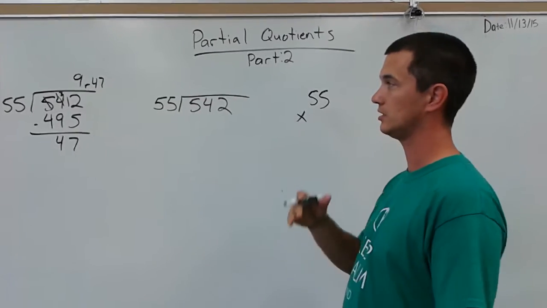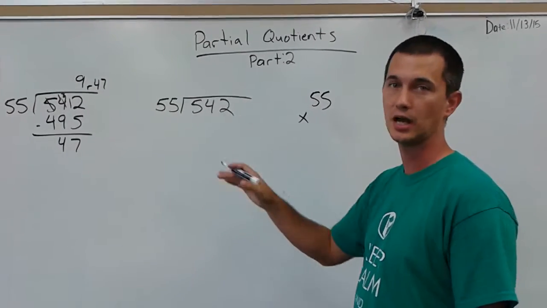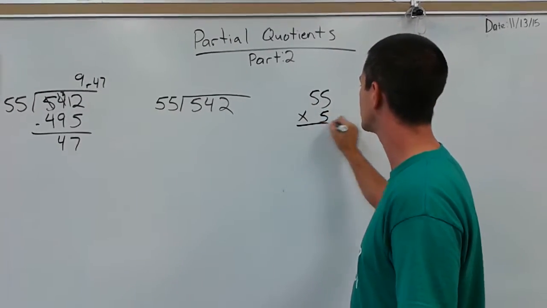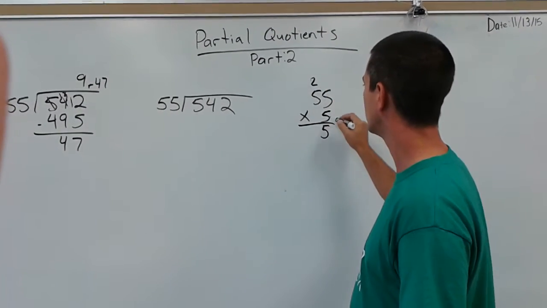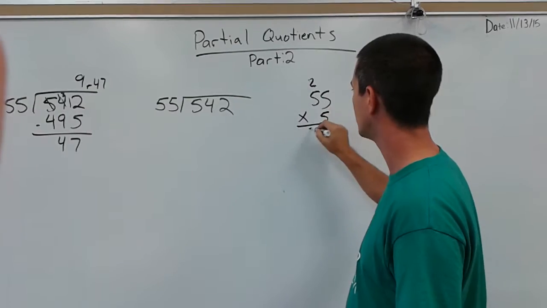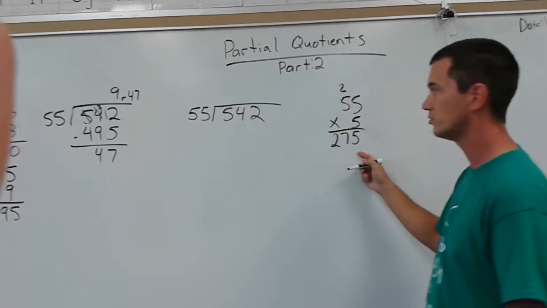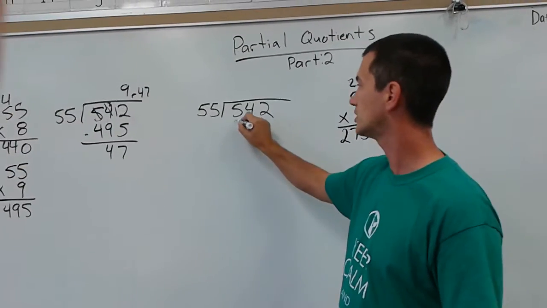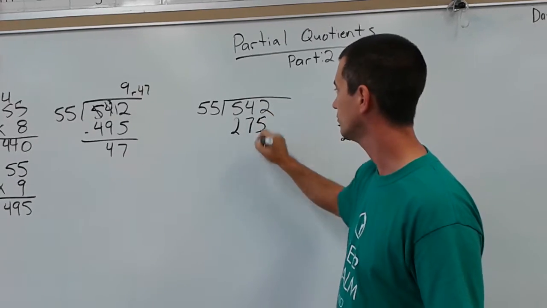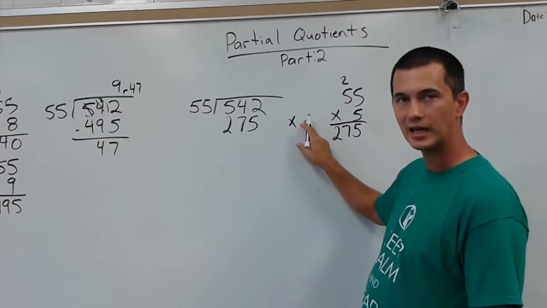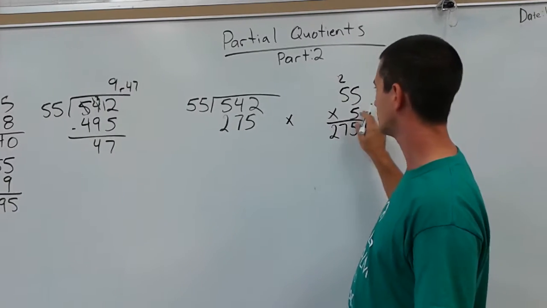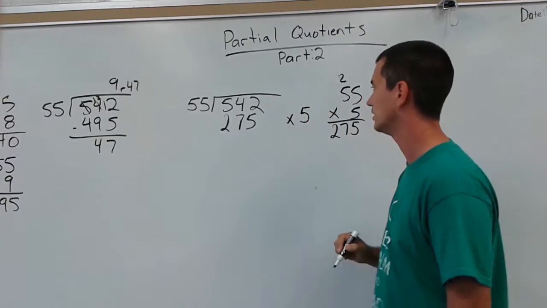So let's just say the kid's not good at multiplying by 8s and 9s, but they know how to do their 5s. So they're going to say 5 times 5 is 25. They carry the 2, 25, 26, 27. So they have 275, and they're going to put 275 here. Now over here, instead of putting a 10 or a 1, they've actually multiplied by 5, so they'll put a 5 over here.